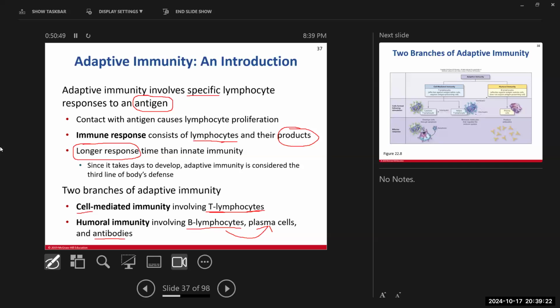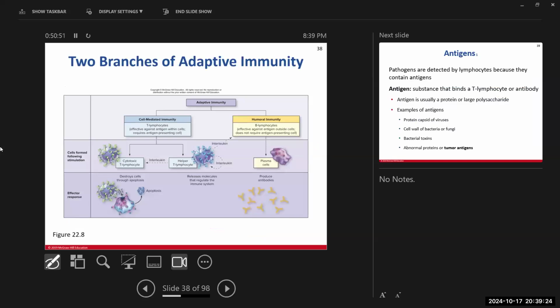All right, take a peek. Here's your adaptive immunity, right? So you have your cell-mediated and the humoral. When we talk about cell-mediated, keep in mind we're dealing with T lymphocytes. Humoral, or the antibody one that you're all describing, is going to be the B lymphocytes. And we'll go through what's included in all this.